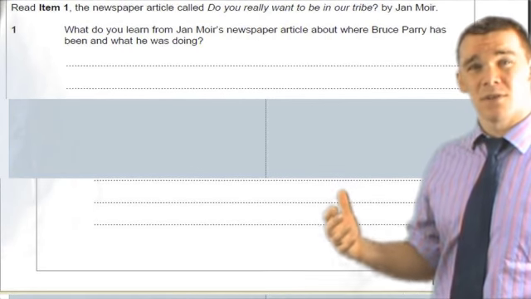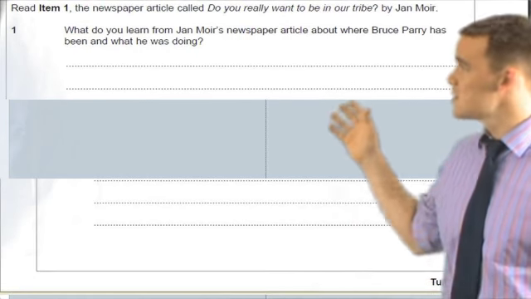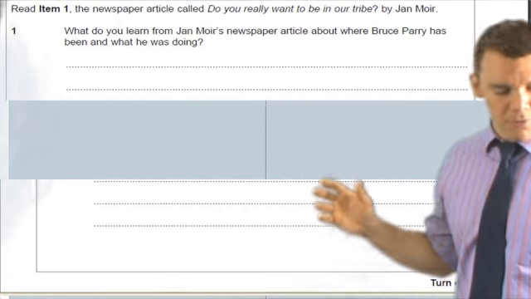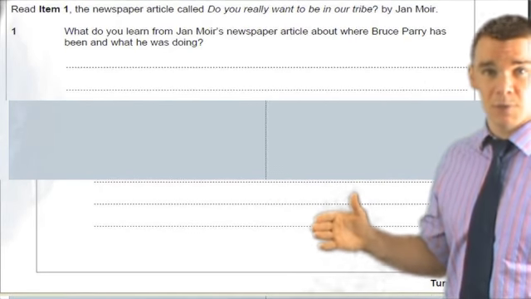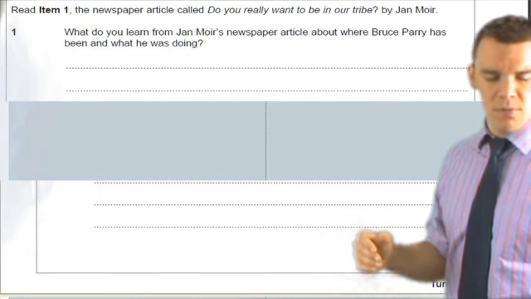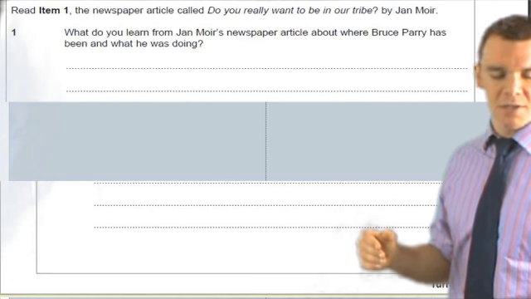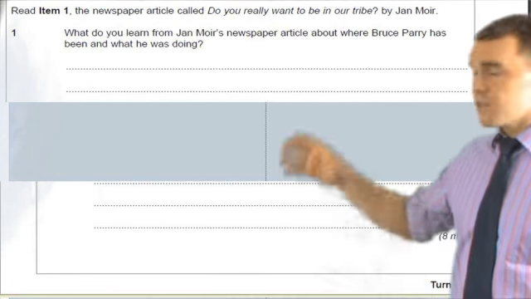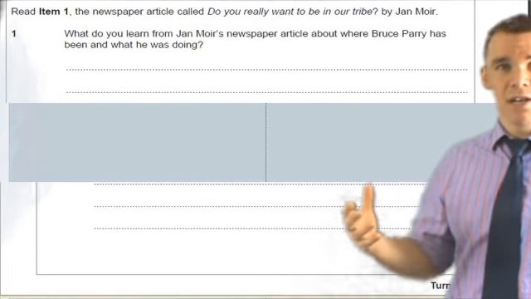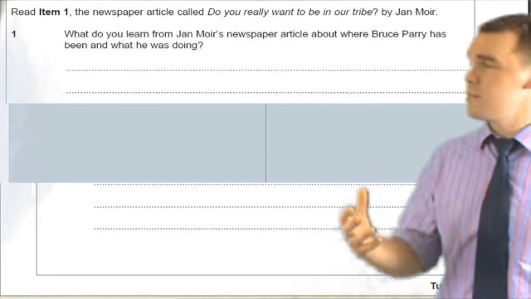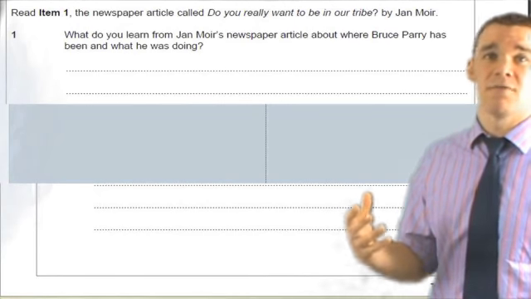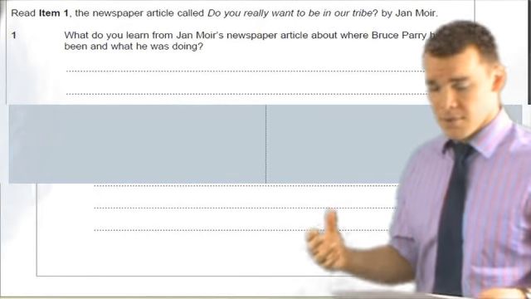Now, what I want to look at is some of the questions you might get asked. And again, these are the questions straight from the exam board about this source material. Question 1 refers to item 1, the first piece of source material, the website. And the question asks, what do you learn from Jan Moyer's newspaper article about where Bruce Parry has been and what he's been doing? Now, if you think back to the earlier slide about the kind of reading skills you're going to be asked to demonstrate, this is all about reading and understanding texts. This is testing your ability to read a piece of writing and pull out, extract the relevant ideas and the relevant information from that text.